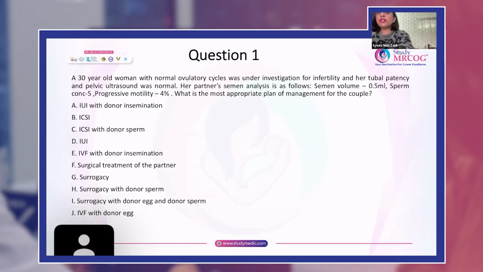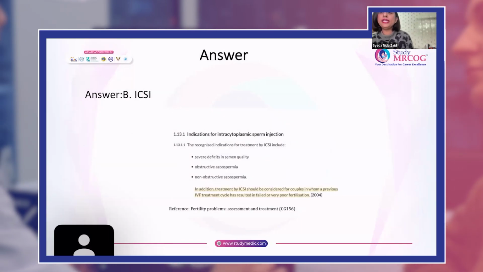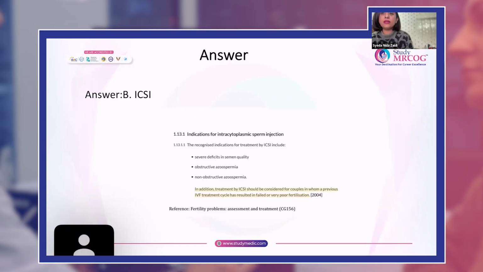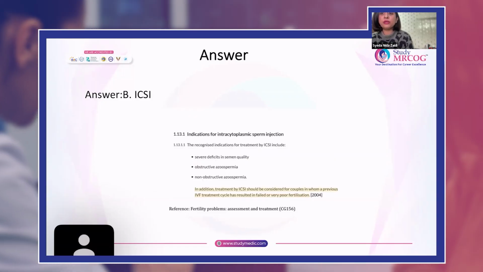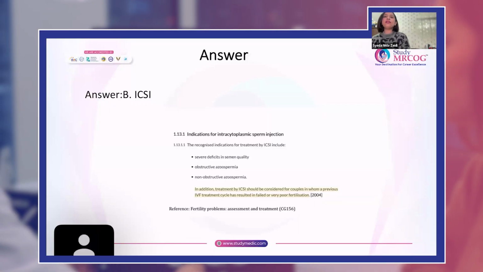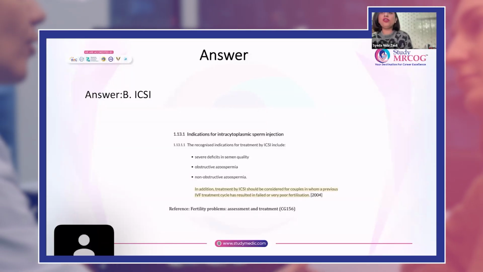We see there is a little bit of a problem, so we can offer her ICSI. For that, you need to know what the indications are. If there are severe defects in semen quality, if there is obstructive azoospermia, if there is non-obstructive azoospermia, in these cases, if there is any problem like that, you will directly offer her ICSI.